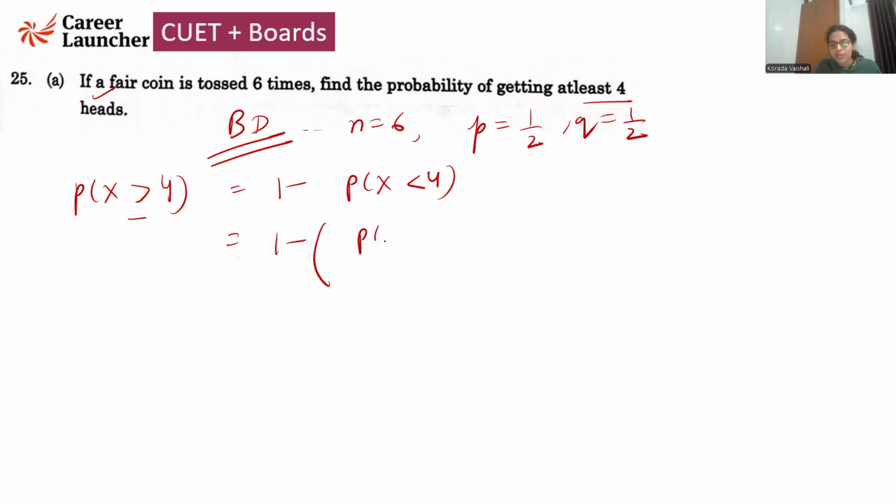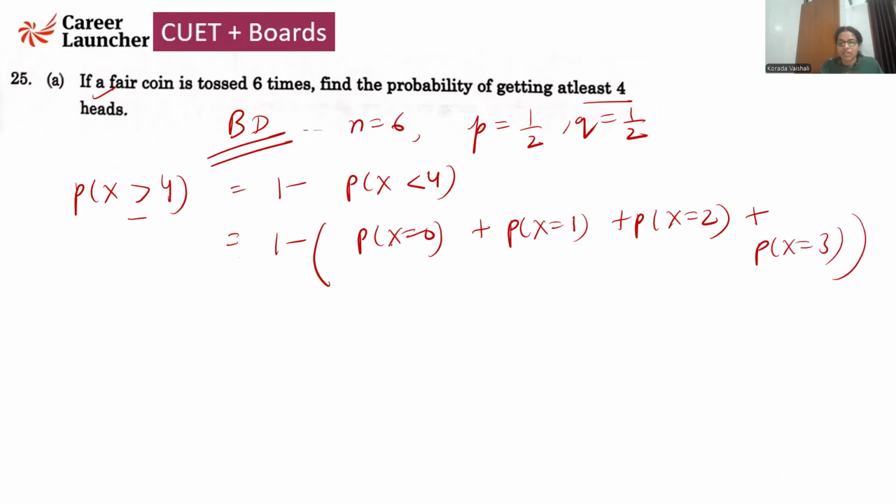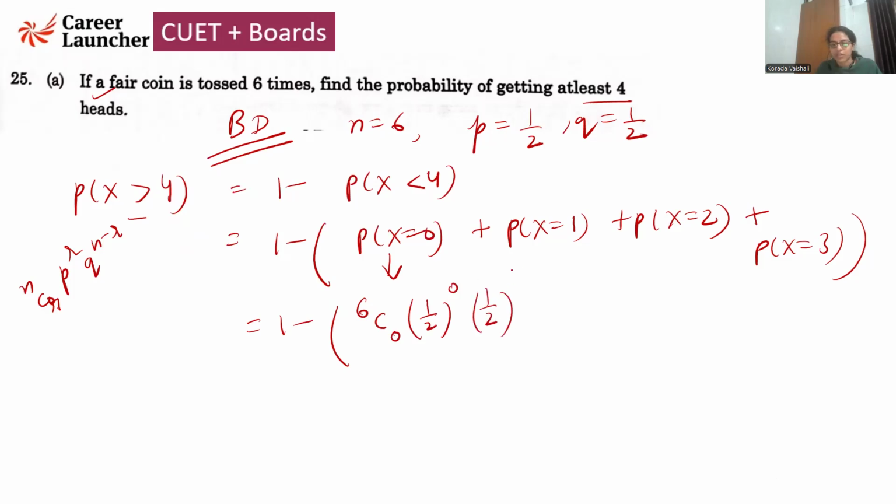So how will I write this down? P(x=0) plus P(x=1) plus P(x=2) plus P(x=3). So this is what we have. For x equal to 0, I will make use of the formula of binomial distribution, which is nCr, p to the power of r and q to the power of n minus r. So N is 6, p is 1 by 2 to the power of 0 and 1 by 2 to the power of 6.